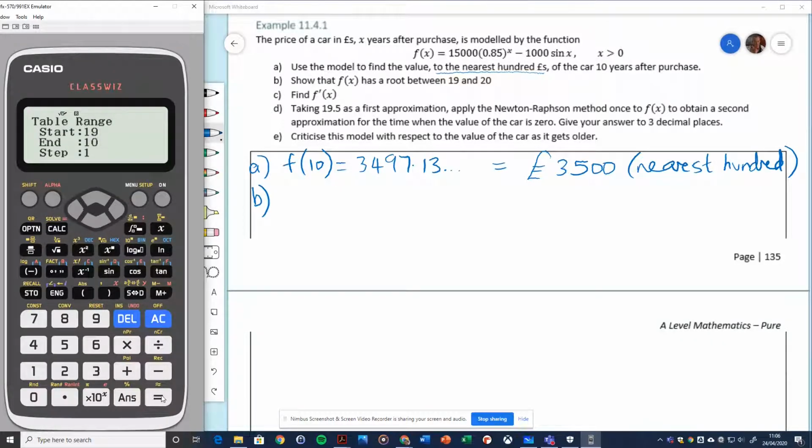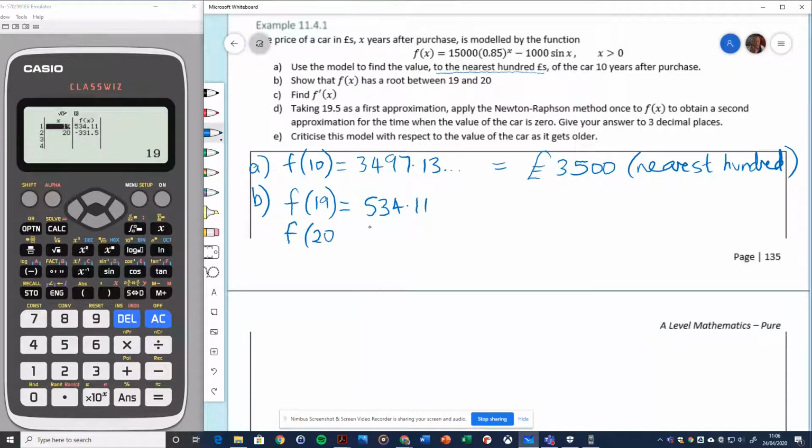This time I'm going to start my table at 19 and finish my table at 20 with a step of 1, so it goes up in ones. That'll give me two numbers, 19 and 20. Make sure you show this to the examiner. Show them what you have done. So f of 19 is 134.11, and f of 20 is minus 331.5.